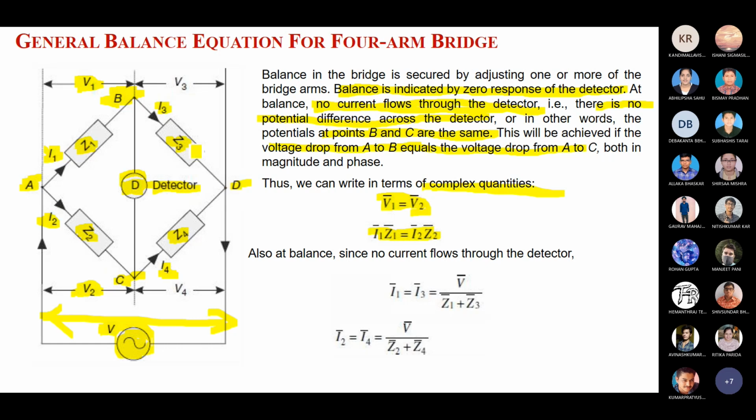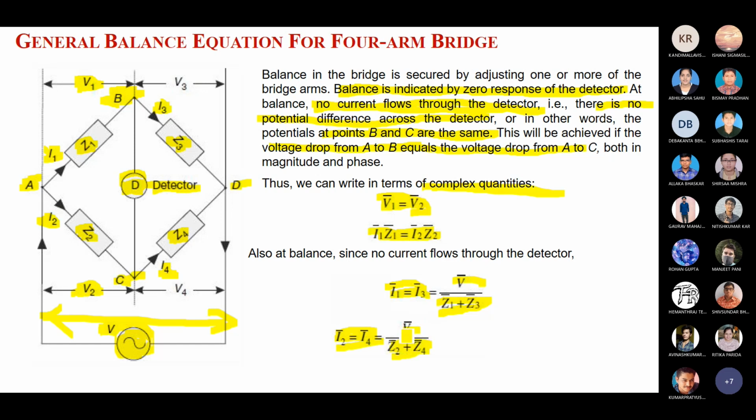Now Z1 and Z3 are in series for the balanced condition. What is the value of I1 or I3? I1 equals I3 equals V divided by Z1 plus Z3. Similarly, you can find I2 equal to I4, so I2 equals I4 equals V divided by Z2 plus Z4.